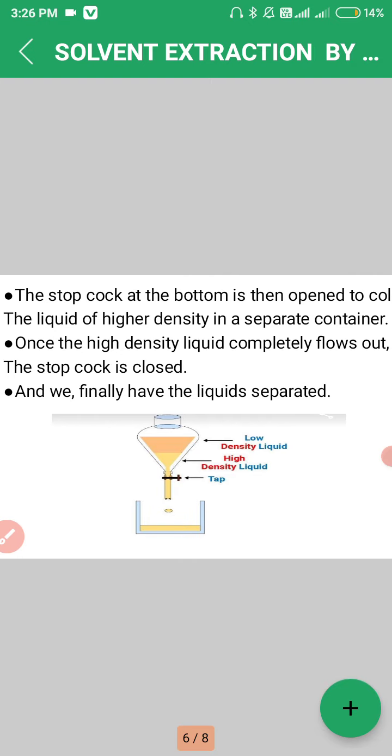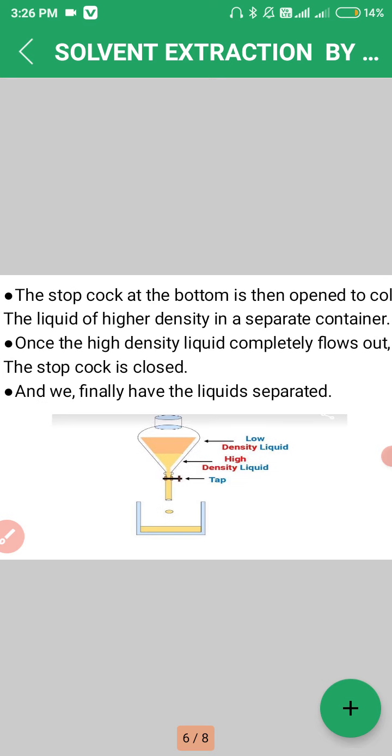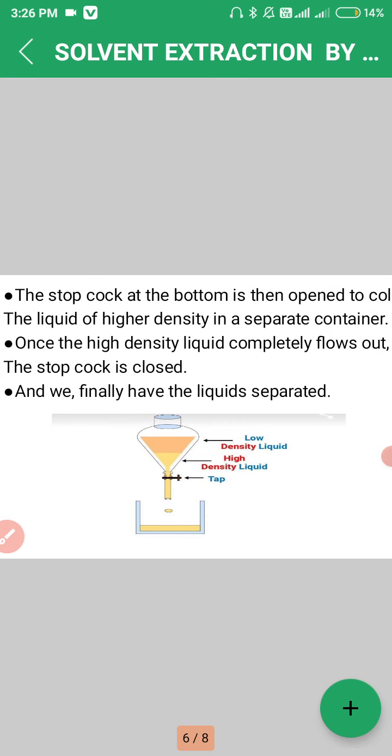So the stopcock at the bottom is opened to collect the liquid of higher density in a separate container. Once the higher density liquid has completely flowed out, the stopcock is closed and we finally have the liquids separated.